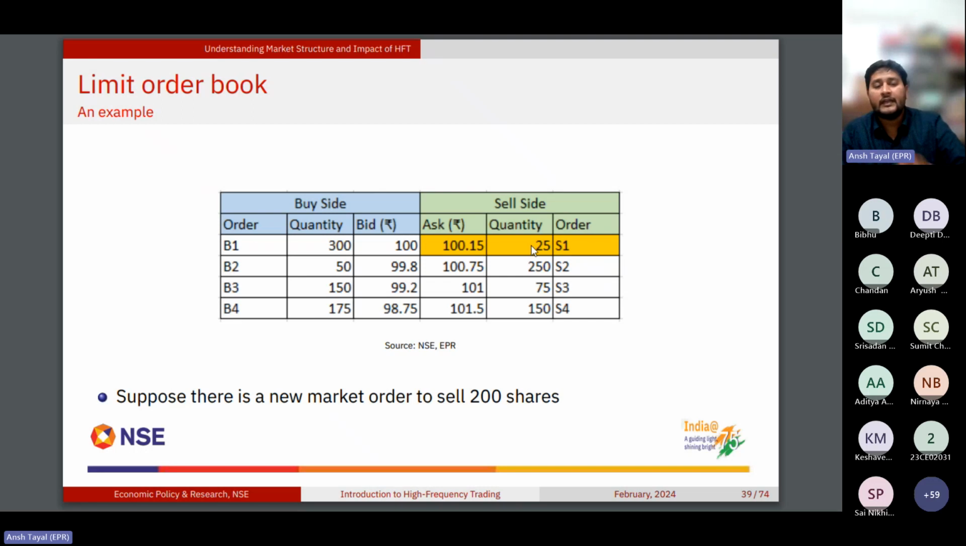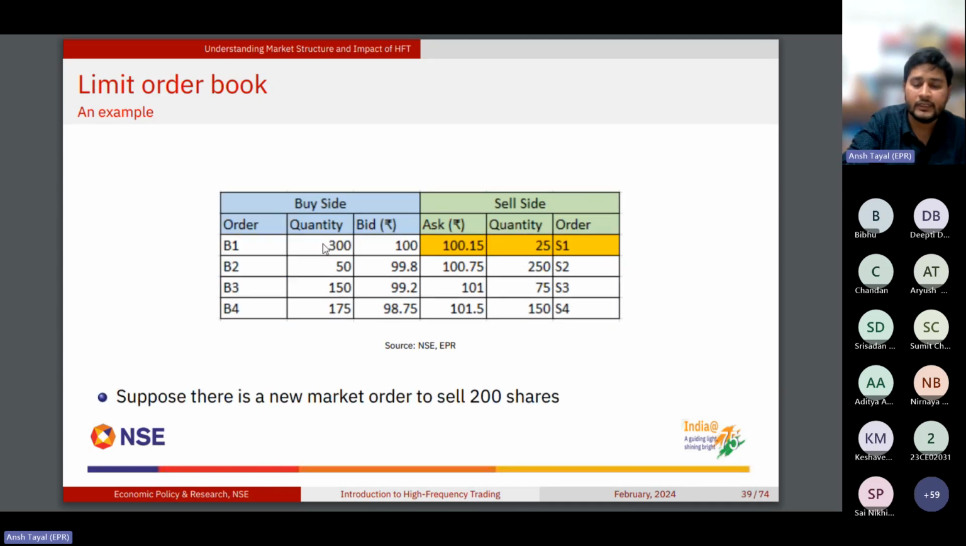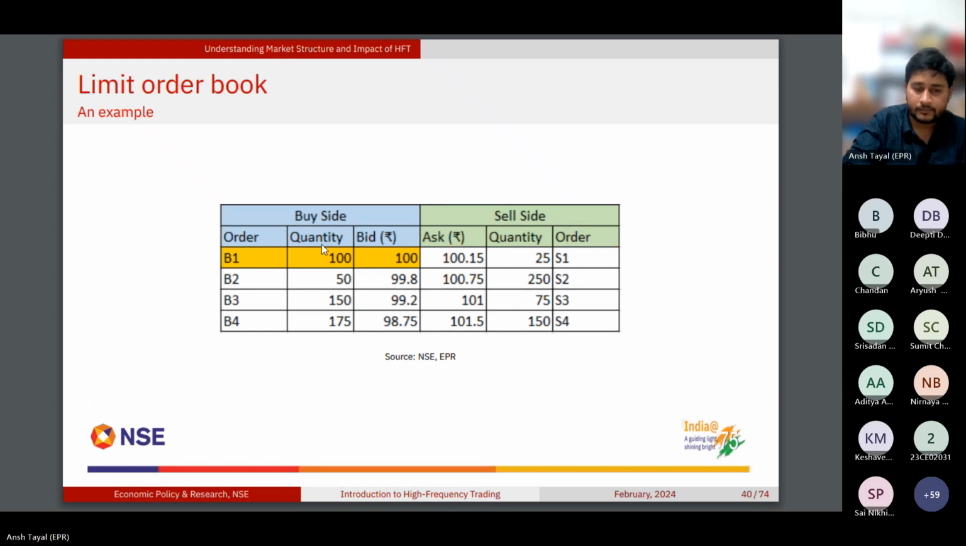Now let's say at this point there's a new market order to sell 200 shares. When someone wants to sell 200 shares, you will have to look at the buy side, and the person doesn't worry about the price because it's a market order. Whatever the best price is available, that order will be executed. So if you see, the quantity 300 becomes 100. So this is how a limit order book changes and the price of any stock changes.